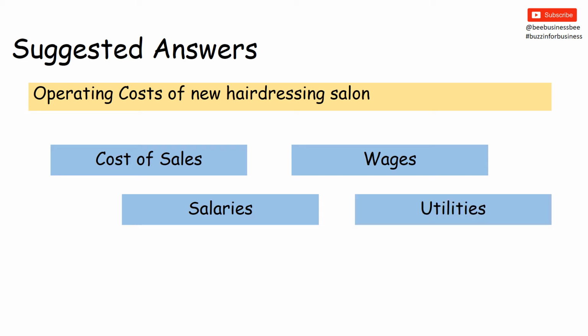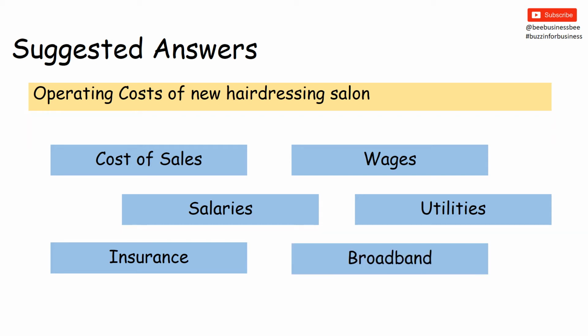Utilities, so that's your gas, your electric and your water, for example. Insurance, so insuring your building, taking out some liability insurance, for example, for your customers. And maybe even your broadband if you're offering free Wi-Fi, for example, in the salon. You may have other costs, but those are some suggested answers that I've got.